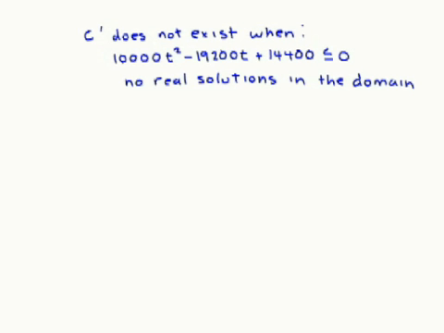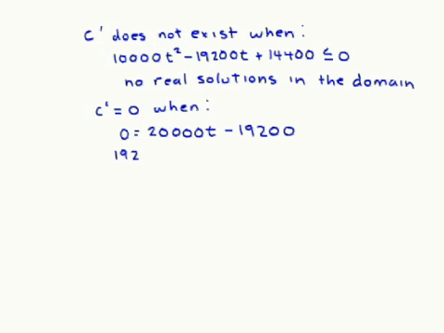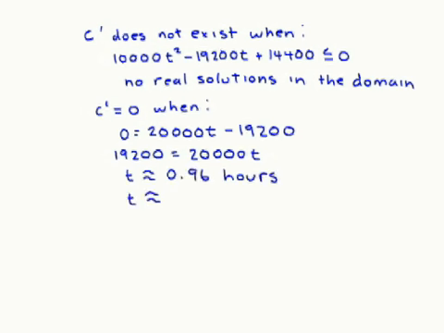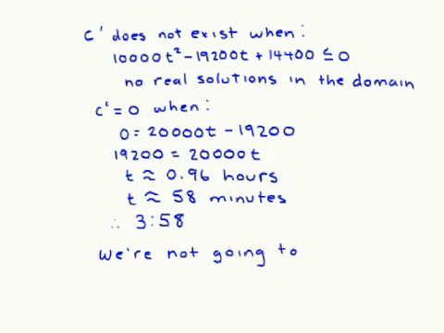So now we have to consider where c prime is equal to 0, and that will occur when our numerator is equal to 0, or 0 is equal to 20,000t minus 19,200. We rearrange and solve for t, and we find that t is approximately equal to 0.96 hours. When we convert that to minutes, we find that t is approximately equal to 58 minutes. Therefore, we can conclude that the cars are closest together at 3:58 p.m.